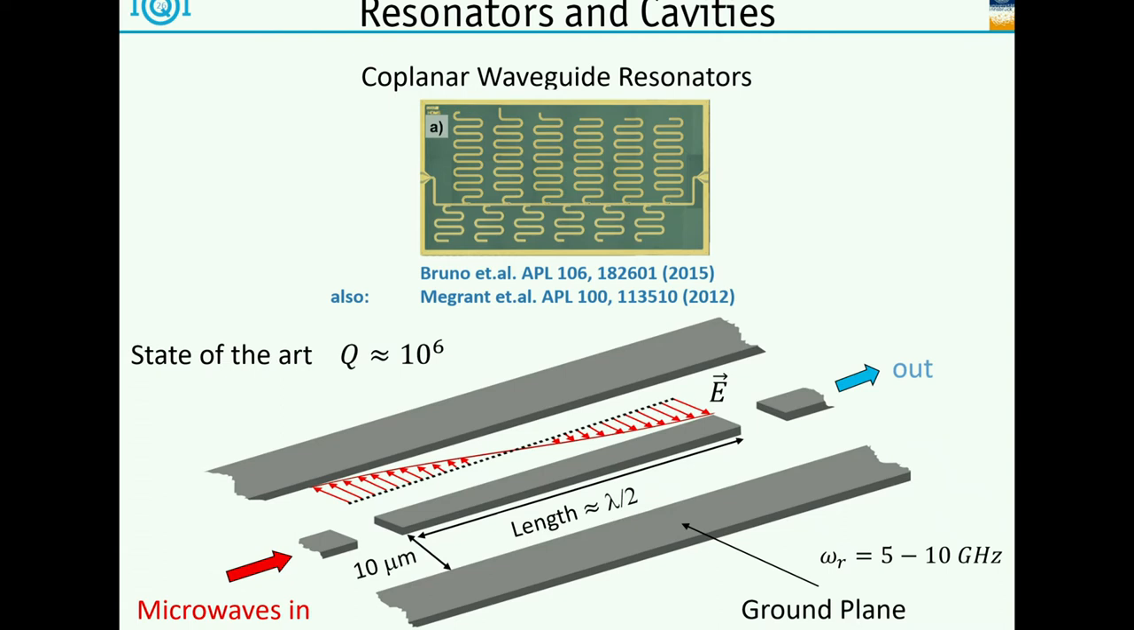A typical length here is lambda half, so a few centimeters. Other dimensions are a few tens of micrometers for the gap, and the film thickness is at most a couple hundred nanometers. Now, with these kinds of resonators, the state of the art, the best thing people can do, is get quality factors of about 10 to the 6, somewhere in that range.